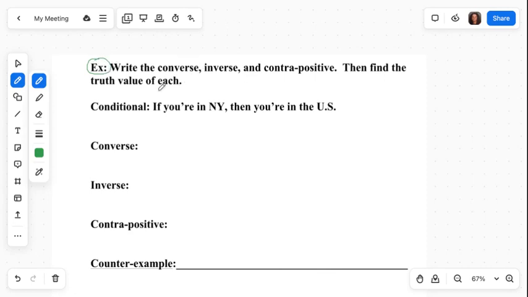I just wanted to emphasize here: if the conditional statement has the hypothesis P and the conclusion Q, and you want to do the converse, that's if Q then P. The inverse is if not P then not Q. Sorry, I forgot the arrow here. And the contrapositive is if not Q then not P.